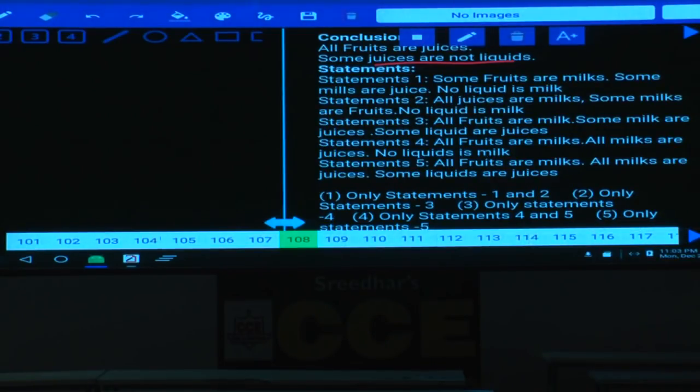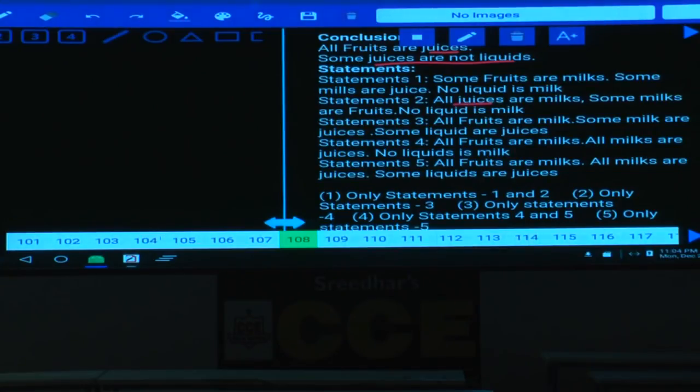All fruits are juices. All juices are milk. Juice and juice will be remained as it is. Now juice should go, milk should go and fruit should come. Now the statement between milk and fruit. Is there any statement between milk and fruit? As the second statement is there, milk and fruit.